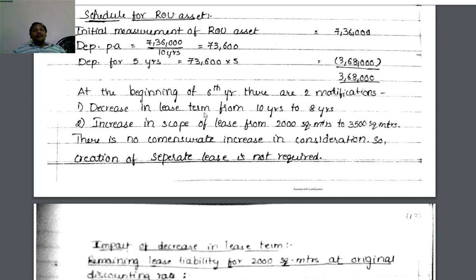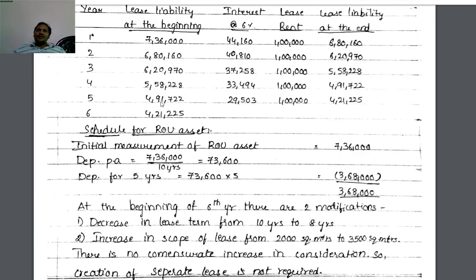Now for decrease in the lease term, first we will go for that modification only. From 10 to 8 years it is reduced. Now already 5 years portion completed. The balance is there for 5 years. This balance of 4,21,225 is for 5 years. Here you should not go for proportionate decrease. 4,21,225 is for 5 years. For 3 years how much? Because time value of money differs from year to year. Here simply we have to count.